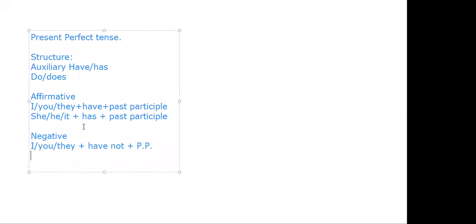No, I don't use all the pronouns because this is just an example of what you can use. Like, for example, I, you, and plural pronouns. When they are different, I put it on a different side. For example, he, she, and it. She, he, it. Same thing, has, not, plus the PP. What is PP? Remember, past participle. I just don't want to repeat the part to write past participle. So that's the negative, you see?